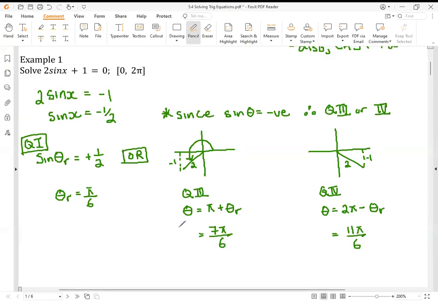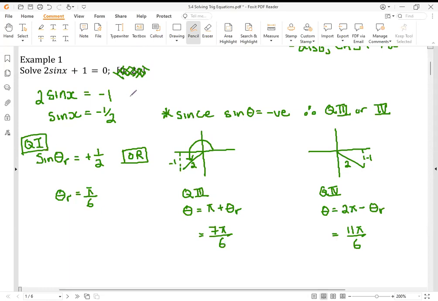There are 2 answers that make this true. And I am done because this tells me it's in just 0 to 2 pi. I have covered 0 to 2 pi. Which begs the question, Mr. Kidd, what if this wasn't there?